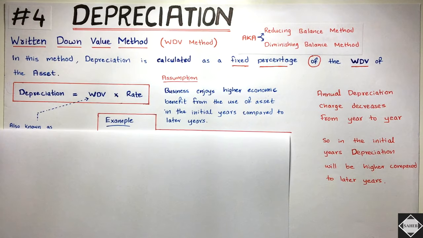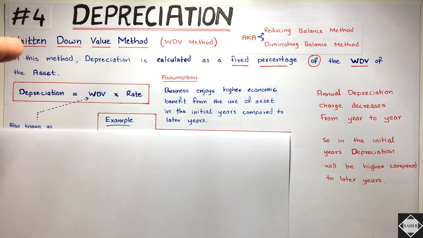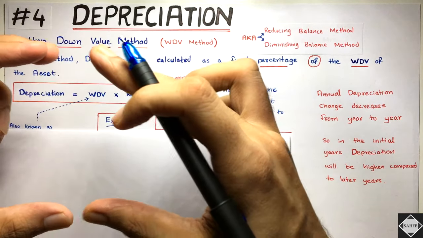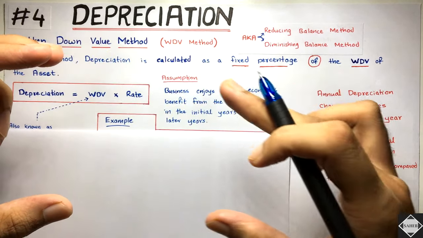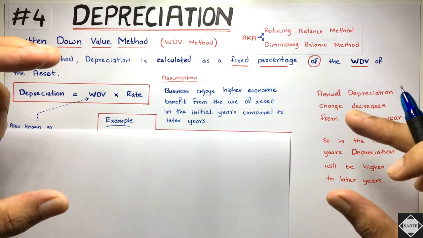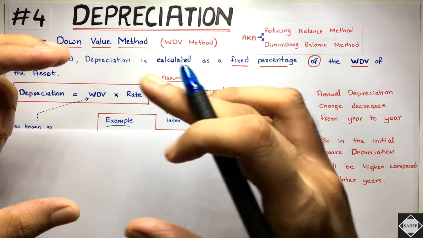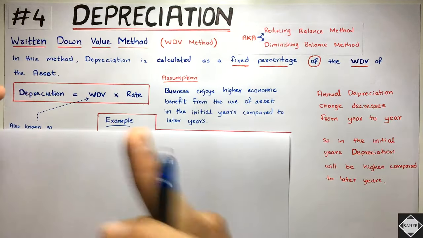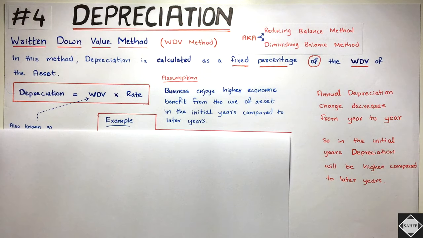Now, because of this assumption, the calculation is also based on it. We charge high depreciation in the initial years, and as time passes, the depreciation for the year will decrease. Annual depreciation will go on decreasing year by year. Is that clear? So let's understand how this will happen.